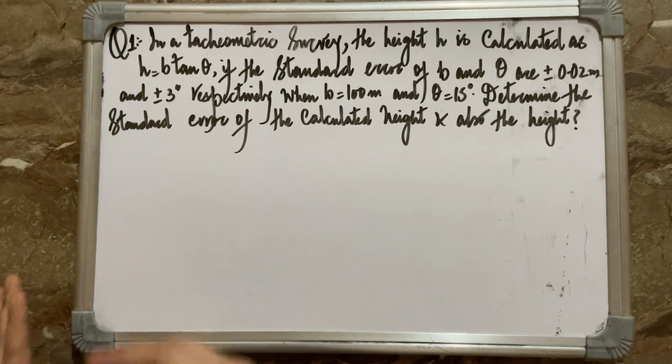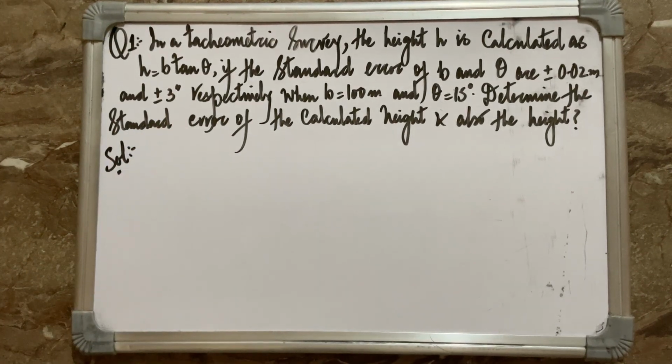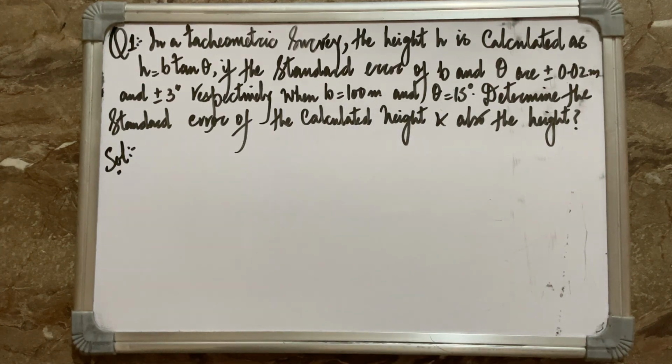As you know, we are doing the numericals of the second chapter of surveying, that is, theory of errors in surveying. So let's start. The question is: in a tachyometric survey, the height h is calculated as h is equal to b tan theta. If the standard errors of b and theta are plus minus 0.02 meters and plus minus 3 seconds respectively, when b is given as 100 meters and theta is 15 degrees, we have to determine the standard error of the calculated height and also the height.